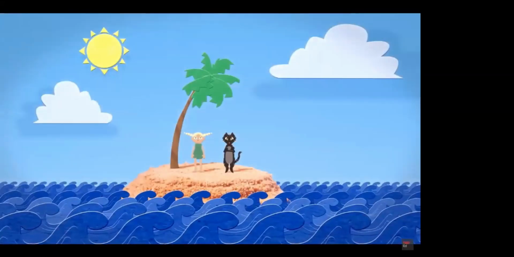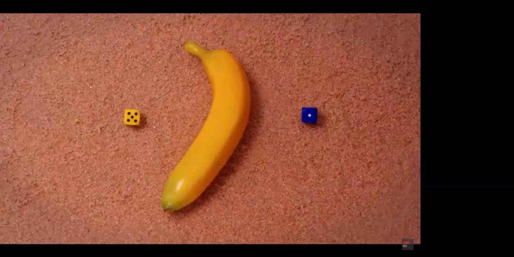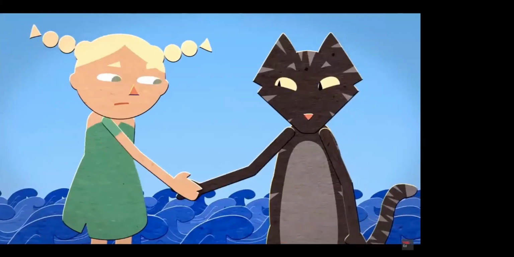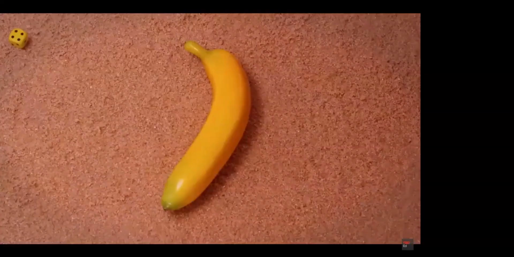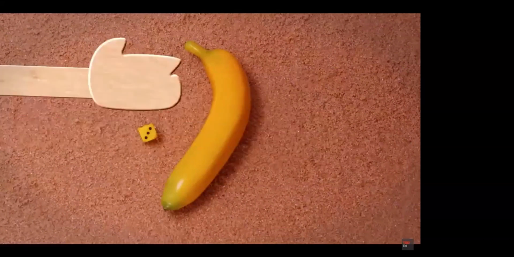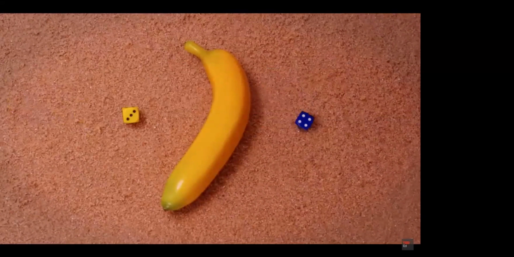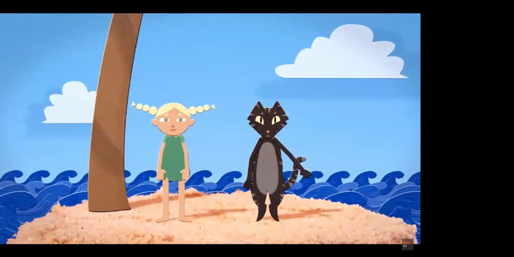You and a fellow castaway are stranded on a desert island, playing dice for the last banana. You've agreed on these rules. You'll roll 2 dice, and if the biggest number is 1, 2, 3, or 4, player 1 wins. If the biggest number is 5 or 6, player 2 wins. Let's try twice more. Here, player 1 wins. And here, it's player 2. So who do you want to be?